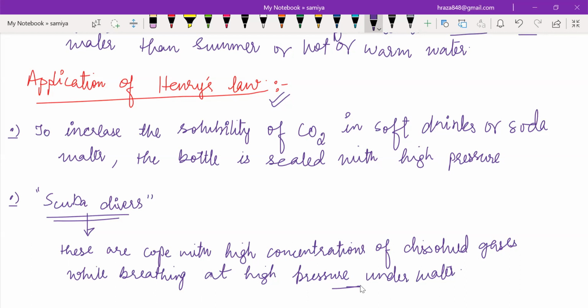Are you getting my point? So basically when divers come up to the surface, the pressure decreases. And now these dissolved gases lead to the formation of nitrogen bubbles in the blood, which block capillaries and create a medical condition. Are you getting my point? It is very dangerous and painful.